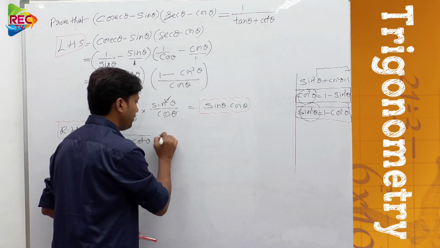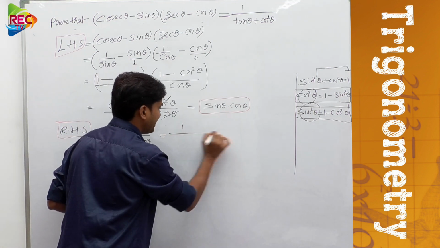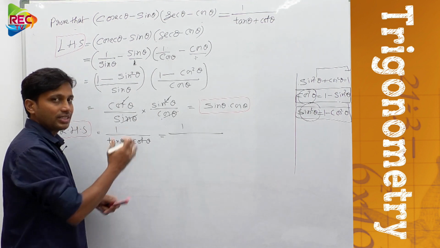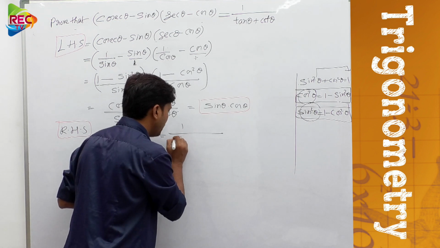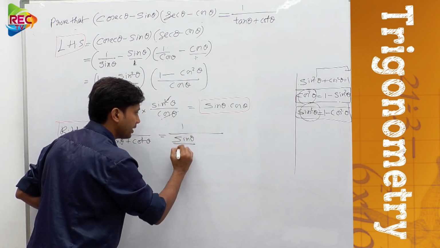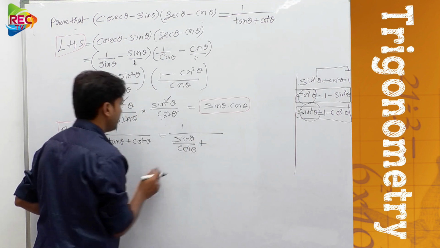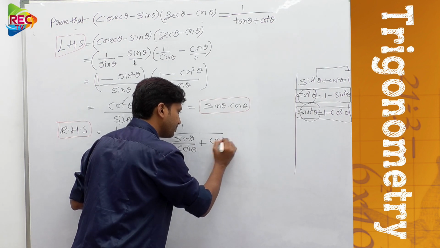How do we write? Tell me. Here tan theta can be converted into sine and cos. So we can write tan theta equal to sine theta by cos theta, as it is the ratio of sine and cos. So therefore tan theta can be written as what? Sine theta upon cos theta, right? Plus cot theta can be written as what? Cos theta by sine theta.